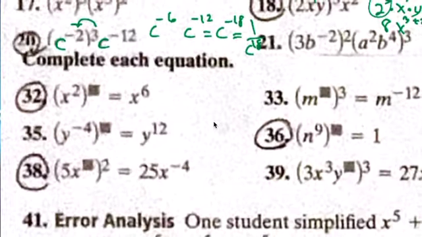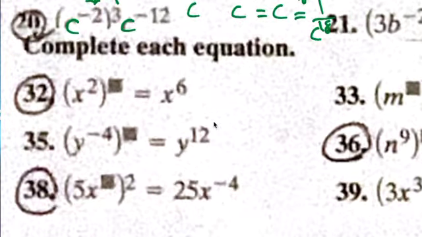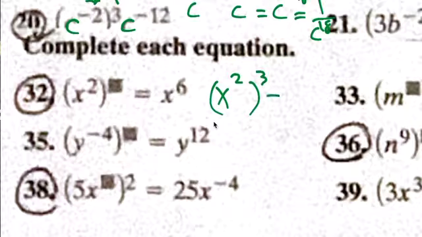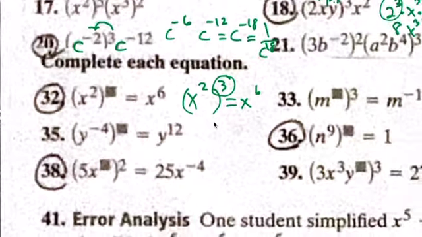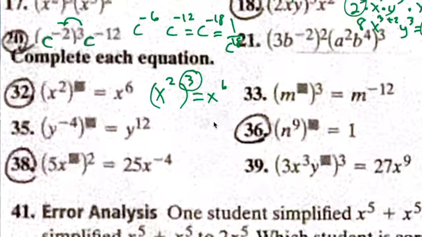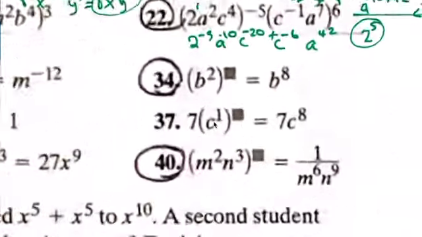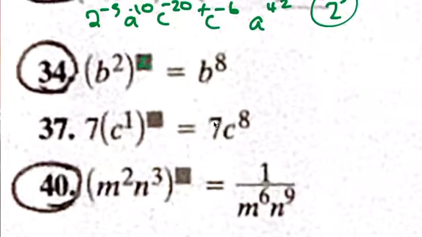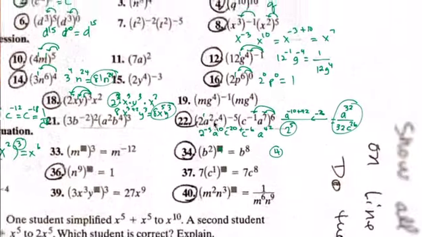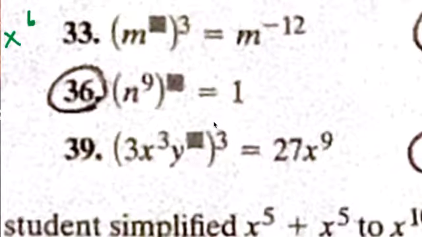32, complete that, so it would be x to the 2nd to the 3rd power to get x to the 6th power, so the missing number is the 3. The missing number here on 34, you can write answers only, it's a 4, right? The missing number is a 4. 36, the missing number is a 0.